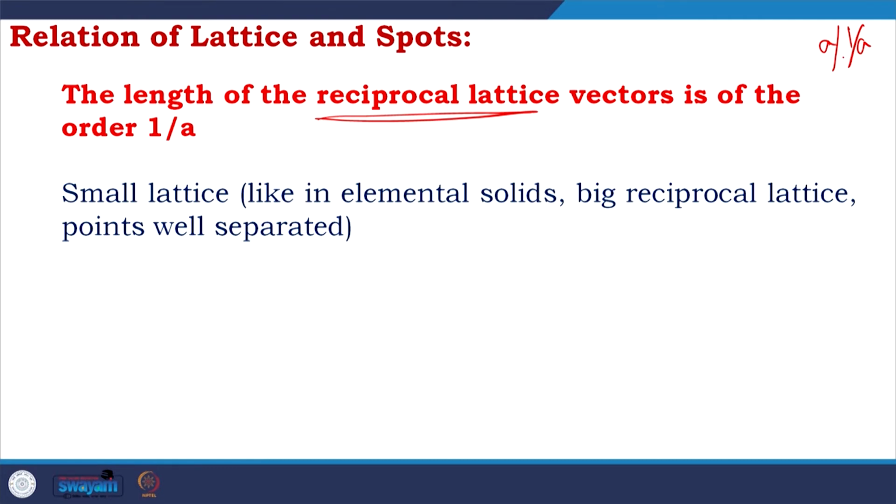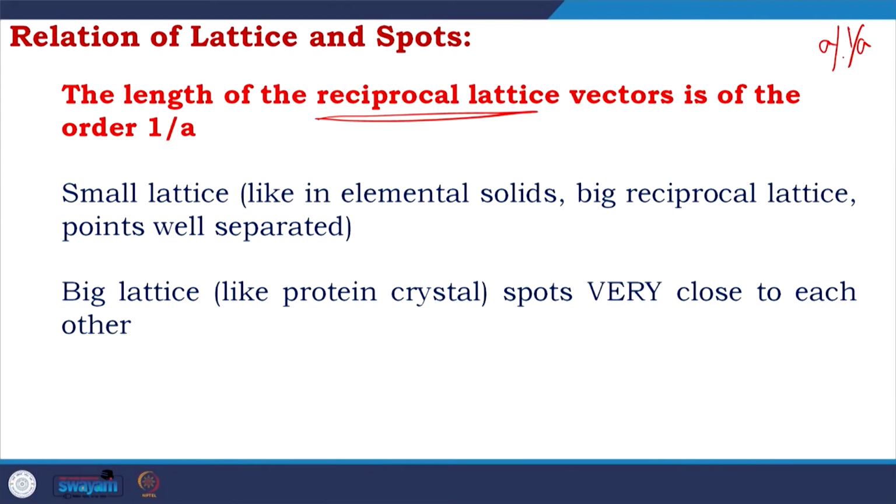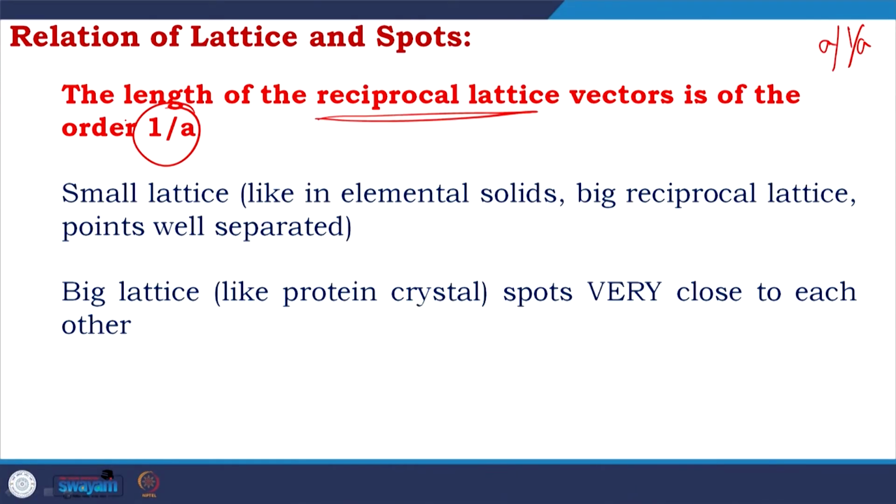For example, a lot of small molecule synthetic chemists solve the structure of their small molecule through X-ray crystallography. For them that is not a problem, but it is a problem for proteins, which form big lattices. The bigger the lattice, the smaller the spot spacing, because this is inversely proportional. So, for protein crystals, there are big lattices, so the spots are closer.